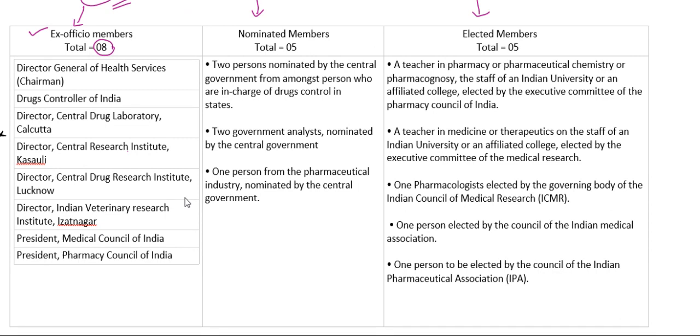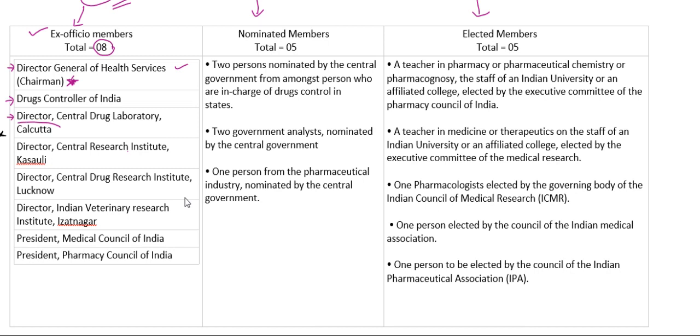The top position is held by the Director General of Health Services. He also acts as the chairman of DTAB. This is very important. The question will be asked like, who is the chairman of Drug Technical Advisory Board? The answer for that is Director General of Health Services. The next member is the Drugs Controller of India. Next is the Director, Central Drugs Laboratory.